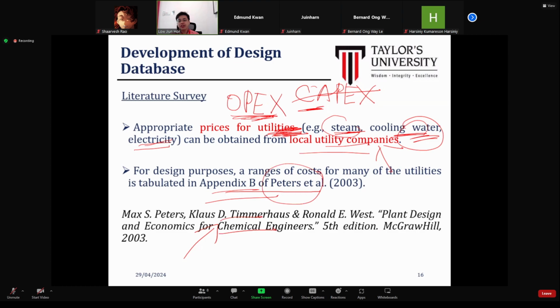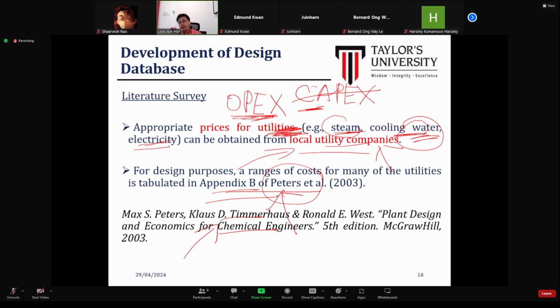Peter in the reference book here in order to estimate the OPEX. Okay. But let's say you manage to get a price from the local utility company, and also you manage to get an appendix prepared by Peter. Then as a chemical engineer, you need to decide which method you are going to use to calculate the price for the OPEX.